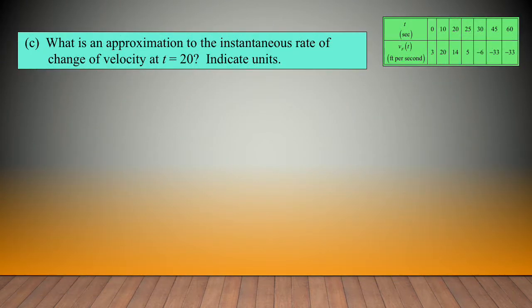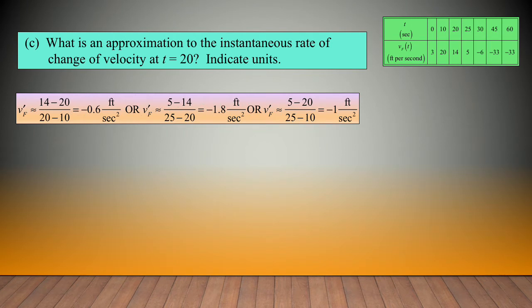Question C asks, what is an approximation to the instantaneous rate of change of velocity at t equals 20? And we need to indicate units. Instantaneous rate of change of velocity is just talking about the acceleration. And in order to approximate the acceleration with points, we need to take a look at points around t equals 20. So there's 3 possible answers.